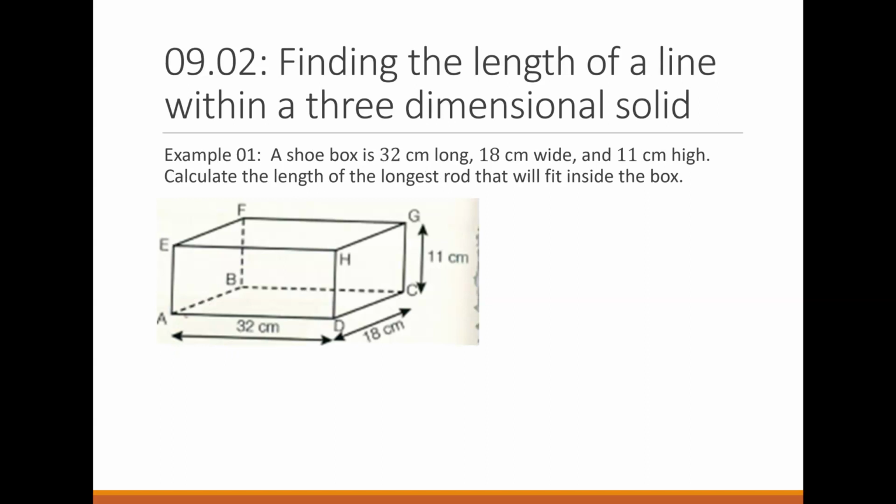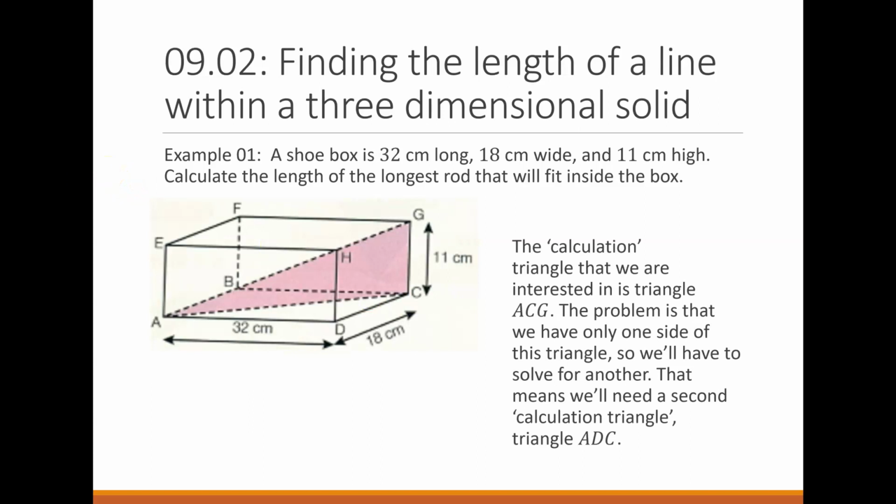So there's our box. Our longest segment, for example, could go from A to G, or F to D, or E to C, from opposite sides, top to bottom. The one I drew was AG. And the calculation triangle that I'm going to use is the triangle ACG.